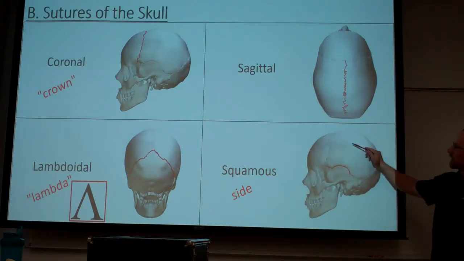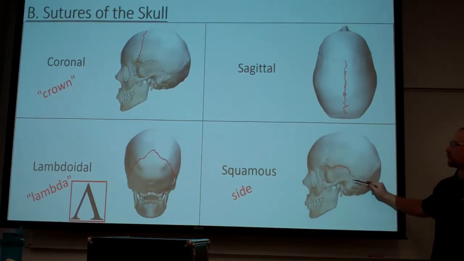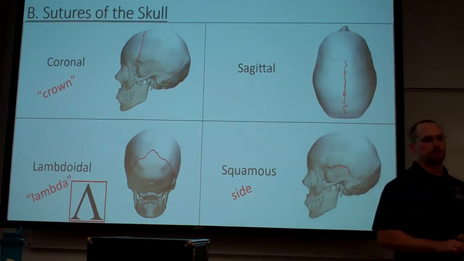And finally, between our parietal and our temporal bones, we got a squamous suture. Squamous, letter S, is on the side of your skull.